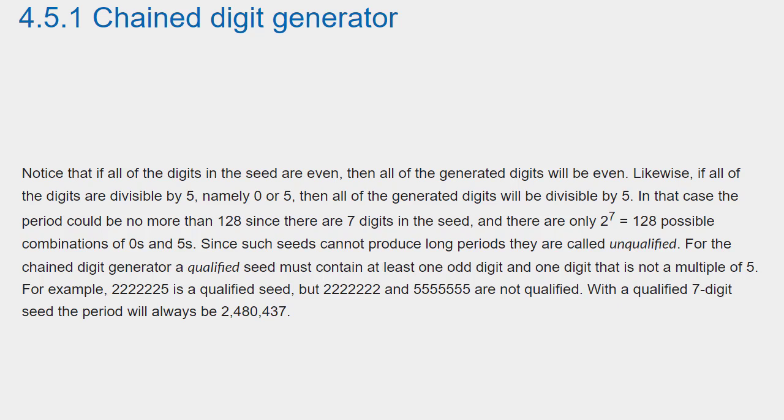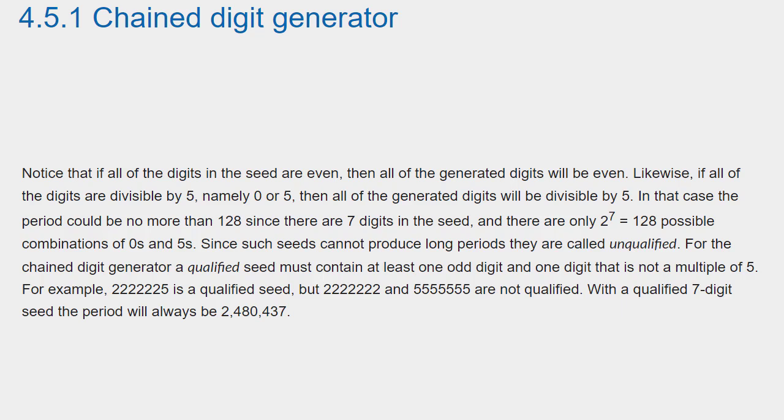Notice that if all of the digits in the seed are even, then all of the generated digits will be even. Likewise, if all of the digits are divisible by 5, namely 0 or 5, then all of the generated digits will be divisible by 5. In that case, the period could be no more than 128, since there are 7 digits in the seed, and there are only 2 to the power 7 equals 128 possible combinations of zeros and 5s. Since such seeds cannot produce long periods, they are called unqualified.